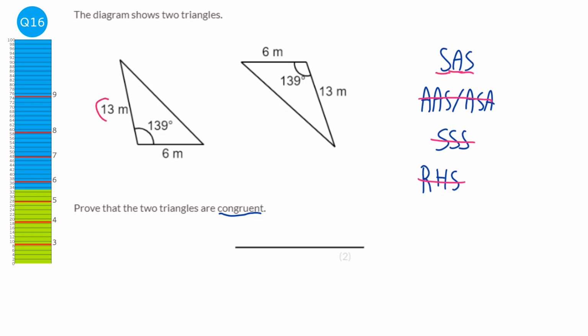So here we've got 13 as a side, then 139 as an angle, then 6 as a side. 13 as a side, 139 as an angle, and then 6 as a side. So they have the side, angle, side.